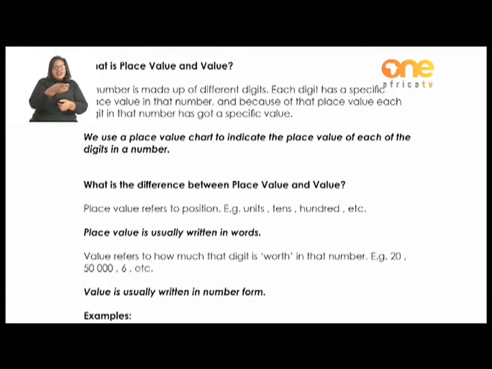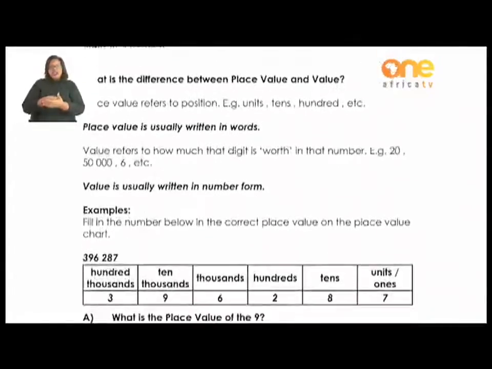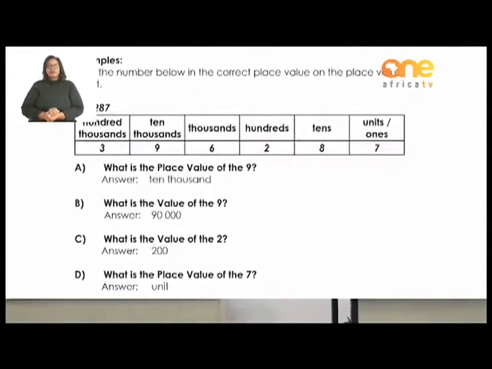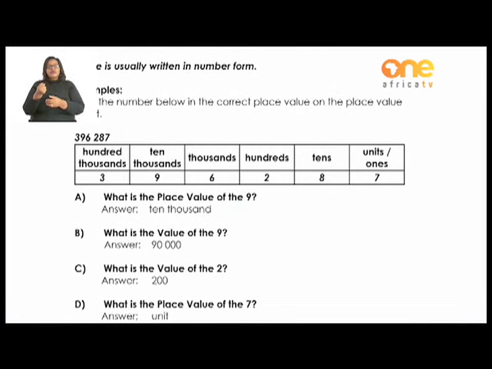And we usually use a place value chart, which we will record our digits in. And from the place value chart, we get our place value and we get our value. Now let's try a few examples. If we look at our book, there we have quite a big number. It says, fill in the numbers below in the correct place value on the place value chart. A number is 396,287. Are we together, my friend? Yes, we are together.